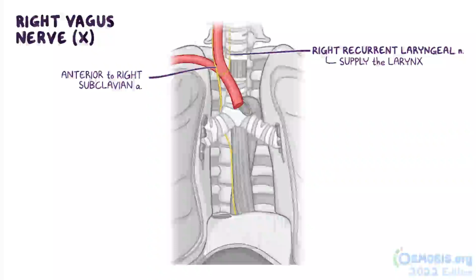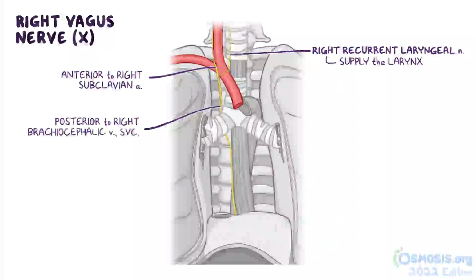Back to the right vagus nerve. It runs postero-inferiorly through the superior mediastinum on the right side of the trachea, then passes posterior to the right brachiocephalic vein, SVC, and root of the right lung. At this point, it divides into many branches which contribute to the right pulmonary plexus.